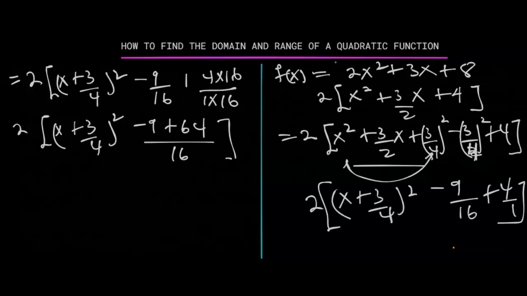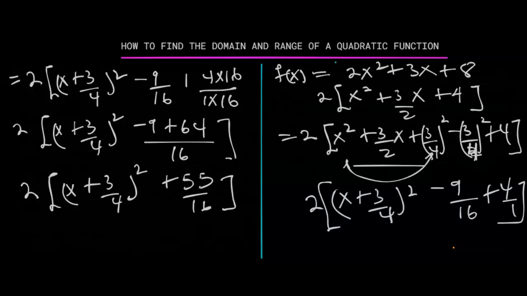Right? And this gives us 2 outside, (x plus 3 over 4) all squared, minus 9 plus 64 is going to give us 55 over 16. Now when we expand these two, we are going to get 2(x plus 3 over 4) squared. And then when we expand 2 times 55 over 16, 2 goes into 16 8 times, so we get plus 55 over 8.